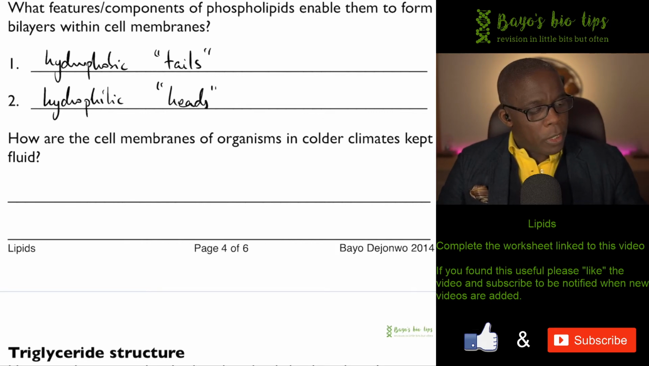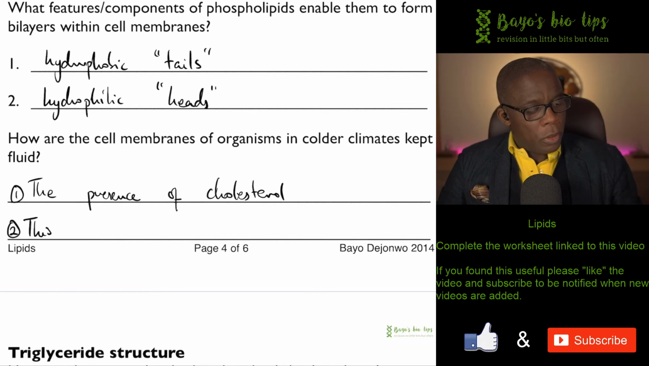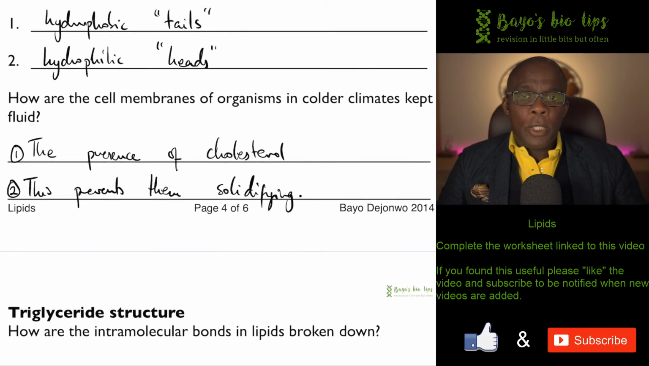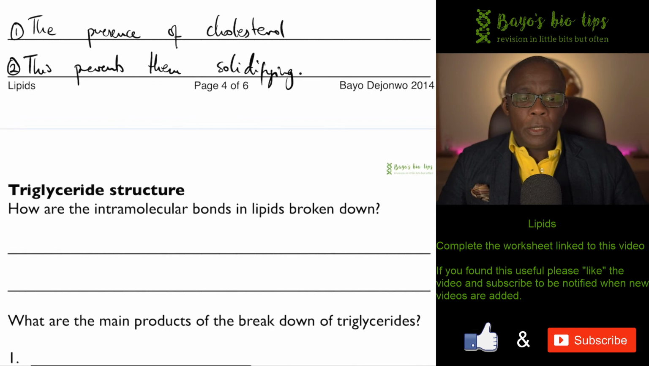And how are cell membranes in organisms in colder climates kept fluid? The presence of cholesterol. This prevents them solidifying. Okay, so on to the next page.